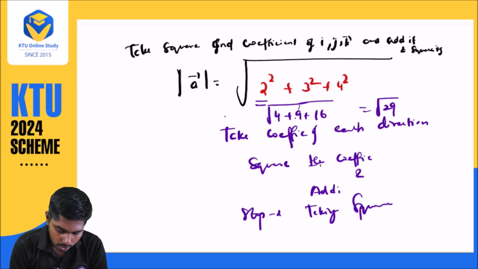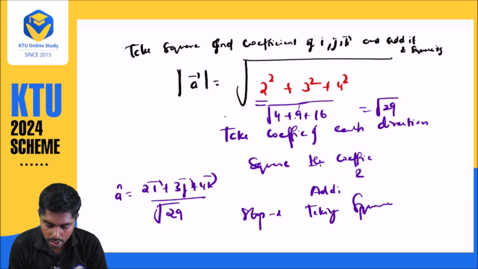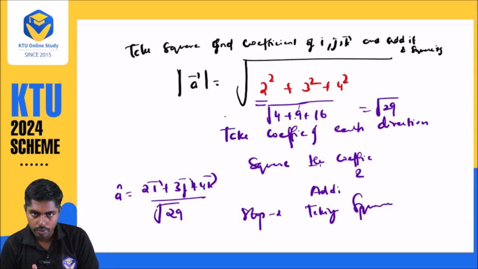So what is the unit vector? The unit vector a cap is equal to 2i vector plus 3j vector plus 4k vector divided by root 29. So this is the unit vector. This is the way we identify the unit vector.